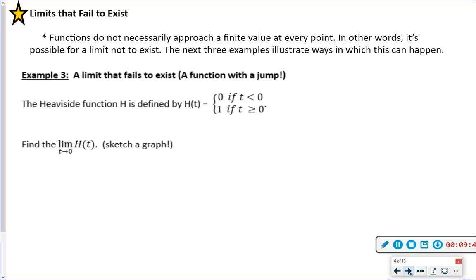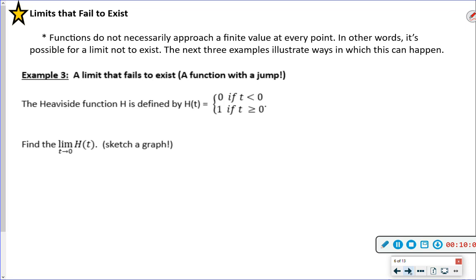Now, we can have answers, as we know in the world of math, that don't exist. We can have limits where you cannot find a consistent pattern, to say, yeah, that's about 0.5. So that's one we're going to talk about here in a second. Functions do not necessarily approach a finite value at every point. In other words, it is possible for your limit not to exist. That's what the next few problems are going to show us.